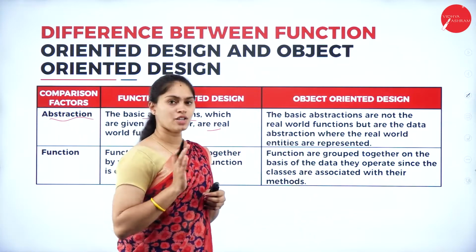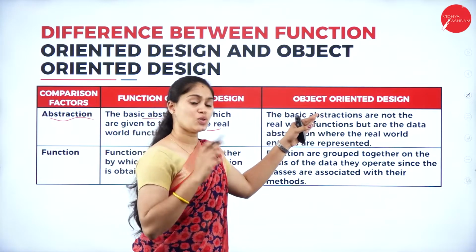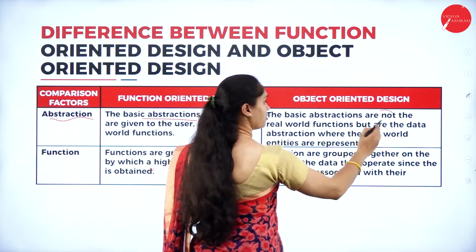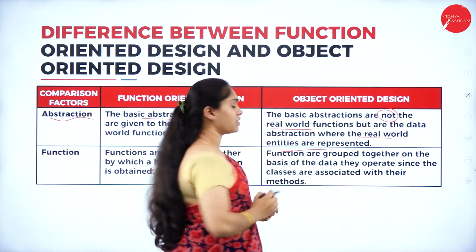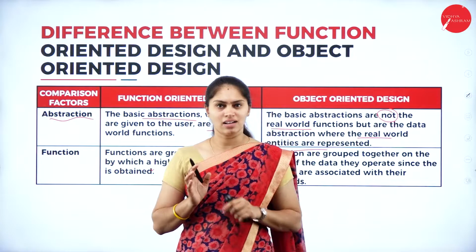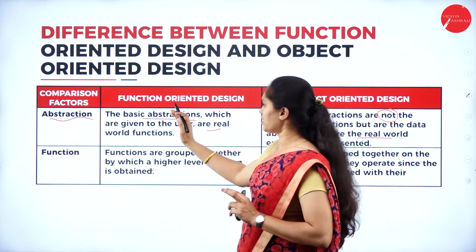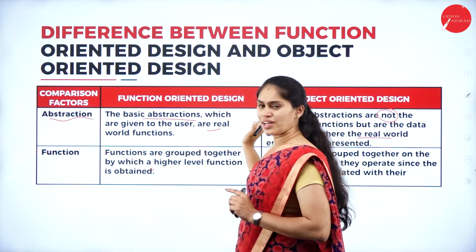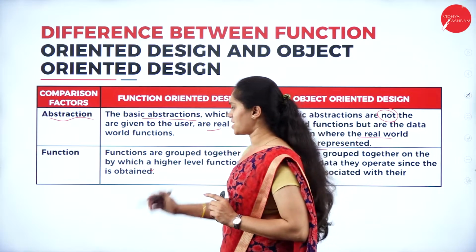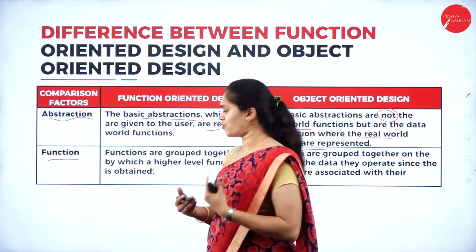But in the object oriented design, abstraction is not on the function but it is based on the real world element, that is what? Object or data. So those are the two types. Here function oriented is related to function abstraction and OOD is related to data abstraction.